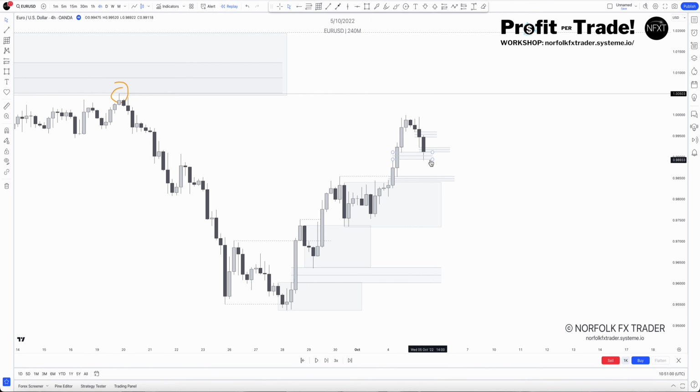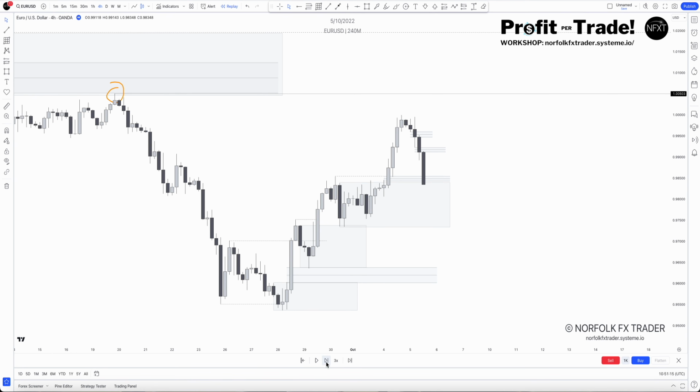So for me, this imbalance has been filled. I expect it to run to this area. That's where I want to see the market. But I'll be looking for those counter trend trades on a lower time frame here to pull back to this higher time frame area of demand here. Oh, sorry, the 4-hour demand we're looking at now.